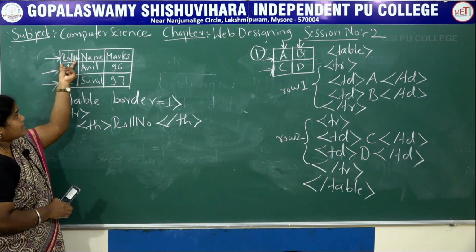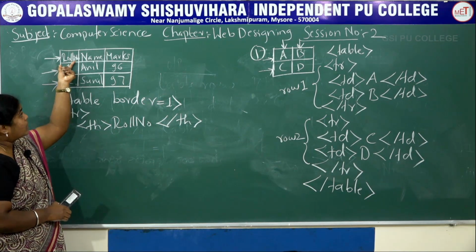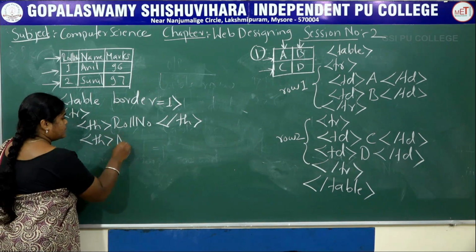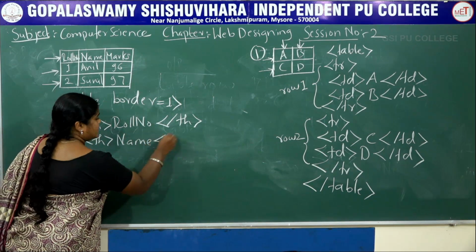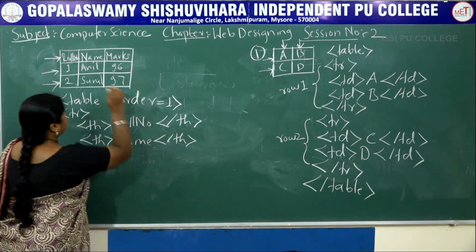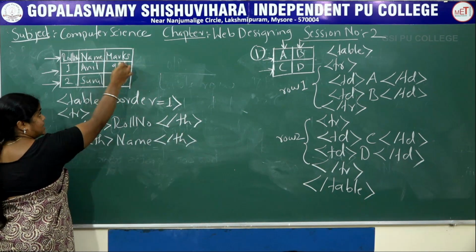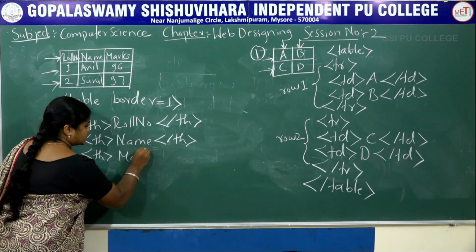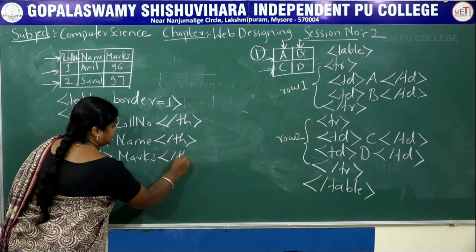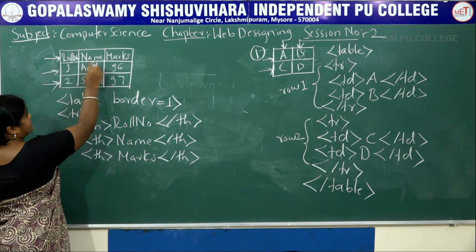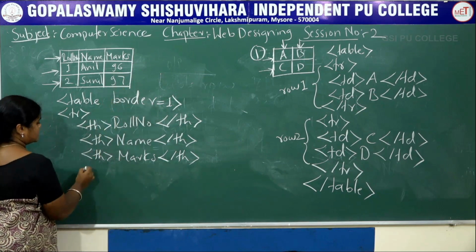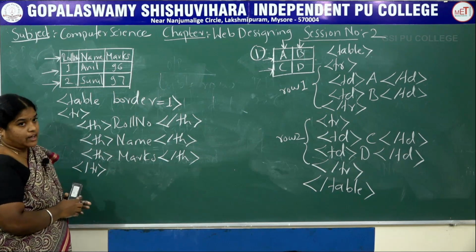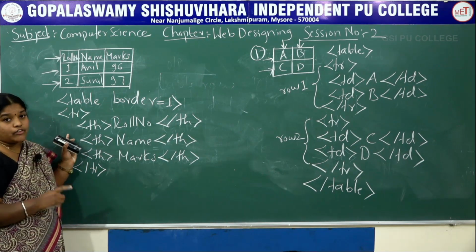So here the first column or the first heading is over. The next heading is name. So again th will come, then name, then slash th. Then the last column or the last heading is marks. So th, marks, slash th. And this is how the entire row is completed. So we have to include there slash tr. So this is the code for the first row.